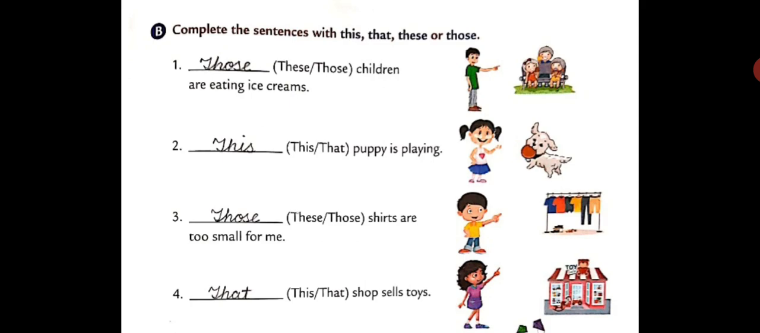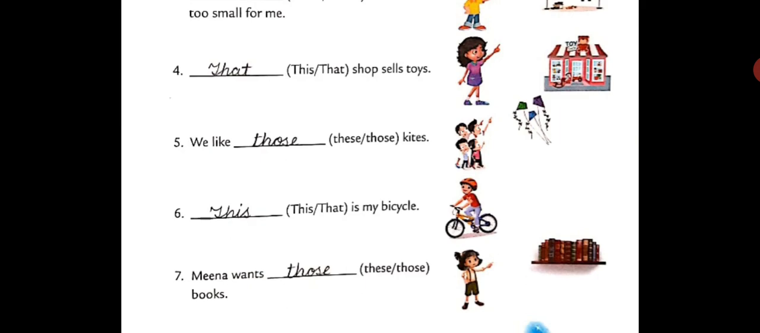Then next is, dash shirts are too small for me. These or those? Yes, shirts are far from the boy and more in number. So, write those in the third blank. Fine. Then, next is, dash shop sells toys. So, the shop is only one and it is far from the girl. So, write that in the fourth blank.